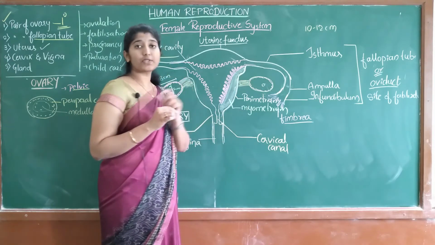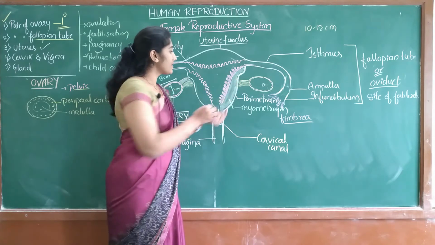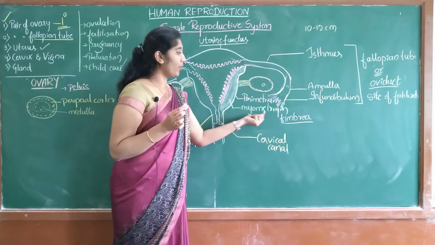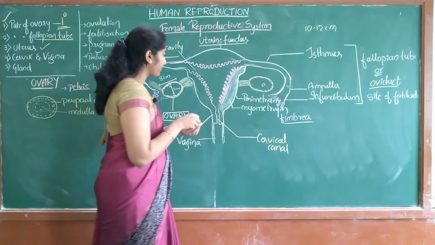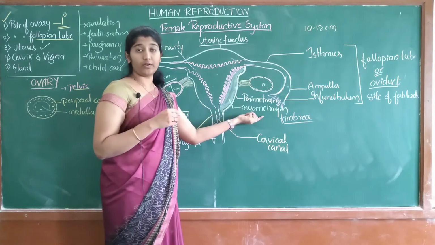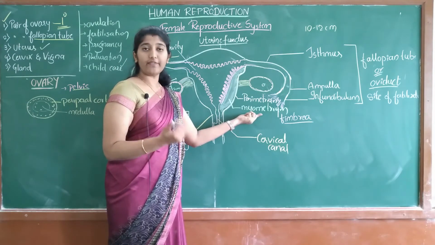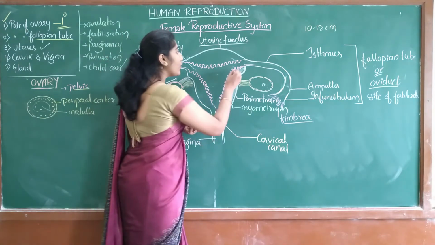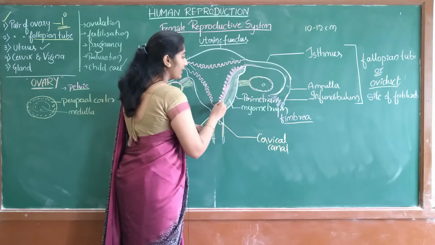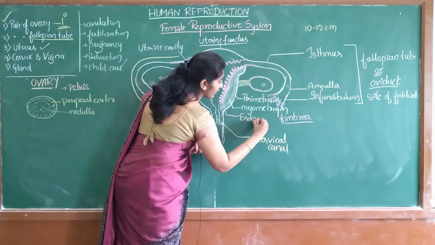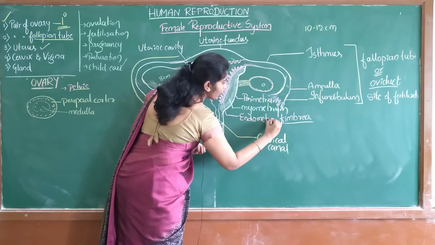Myo means muscular. This is a muscular, thick wall, which is called the myometrium, and it is also responsible for the contraction during the delivery of the baby. The innermost wall of the uterus is called the endometrium. Endo means inner. Endometrium.